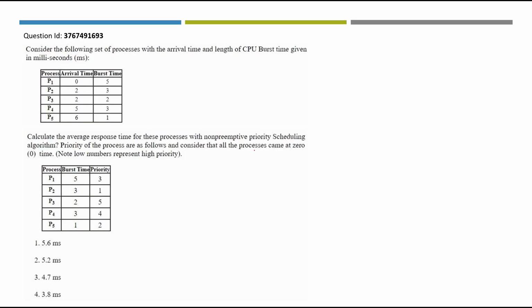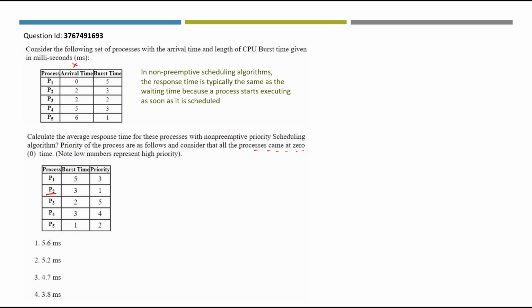What does this mean? All processes came at 0 time. We are not going with this arrival time. They are saying the arrival time of all the processes will be 0 only. So at a stretch you have to consider all the 5 processes. But the execution will go with priority scheduling algorithm. So you have to choose the process with the highest priority. So P2 is having the highest priority here.